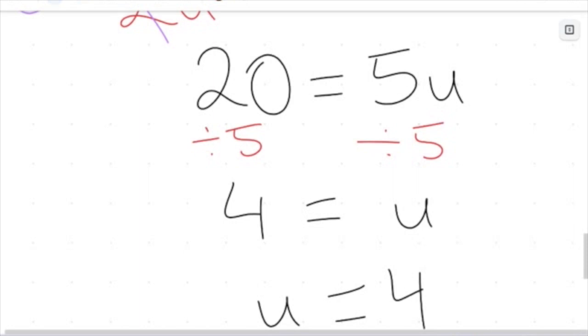And all I do from here is now I can just do the opposite operation. I'm timesing by 5 here. I'm doing u times 5. So I can divide by 5 to give me what u is.